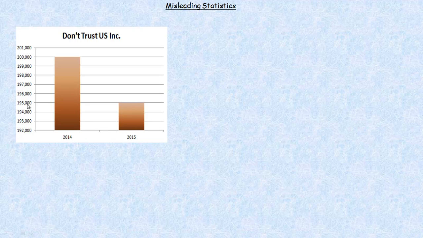Notice this one's actually at 195 and this one's at 200. So the way the graph is drawn, because it doesn't start at 0, it makes this bar look an awful lot bigger than this one. Now notice the numbers are quite large. They're around 200,000. So this bar actually is only 5,000 bigger than this one.